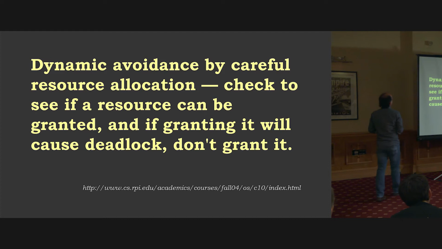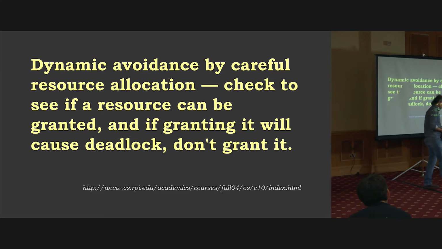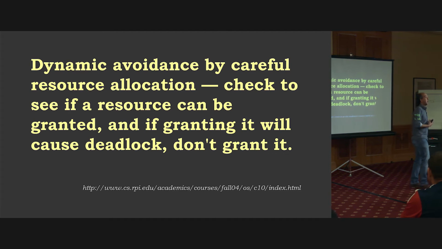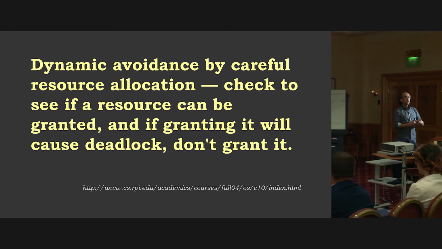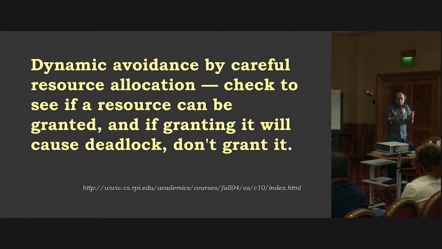Dynamic avoidance by careful resource allocation. Check to see if a resource can be granted, and if granting it will cause a deadlock, don't grant it. Okay, so now we're moving into, let's shift this problem over to be a dynamic one, a program one. Often we offer non-blocking interfaces and things like that. We've got a sort of more dynamic approach. The problem here is that it can push up the functional complexity of the code. The other problem here is that the correctness of the code can still be hard to determine.